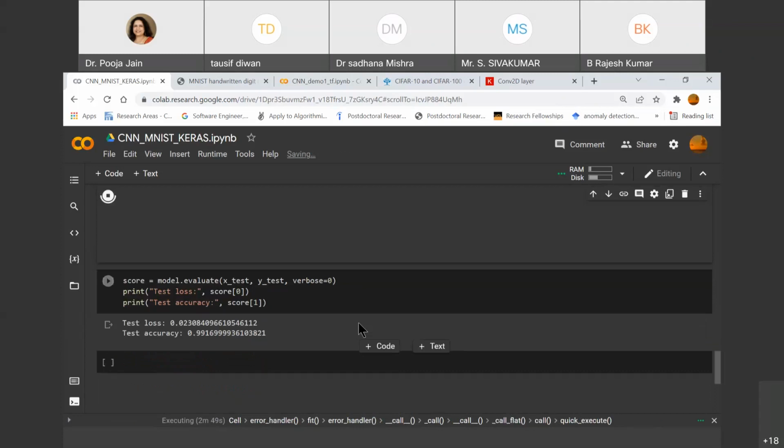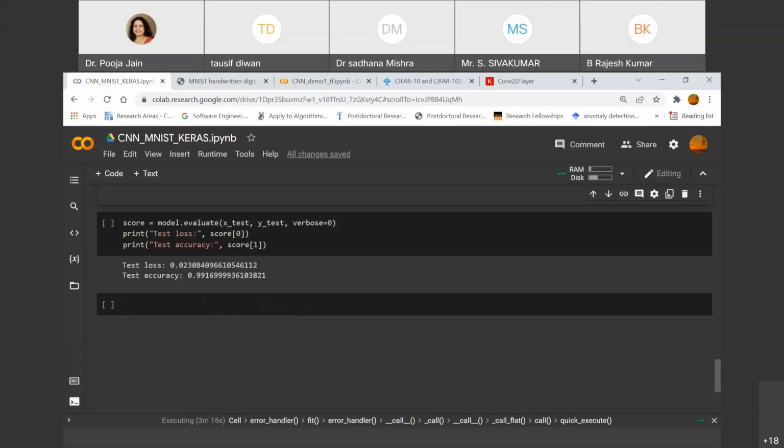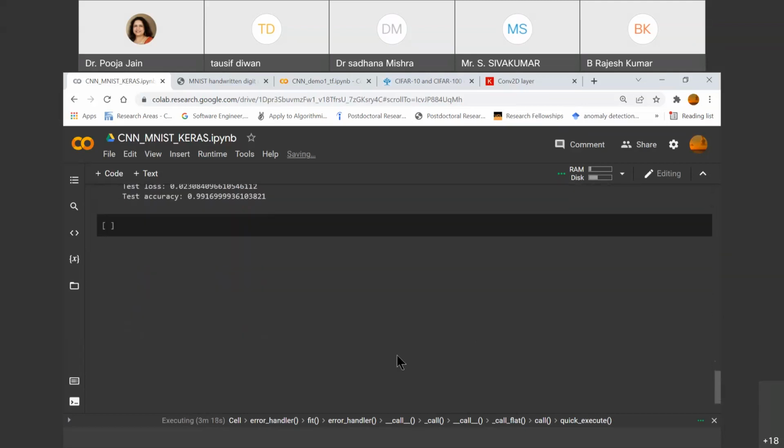What do we mean by evaluation? Evaluation means how the model is performing on the test set. Test data means data which the model has not seen before. So we just print the loss and accuracy on the testing set. This was all about the implementation of a convolutional neural network on the MNIST dataset.